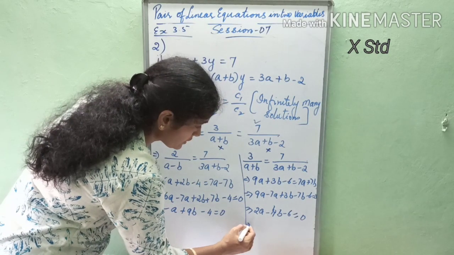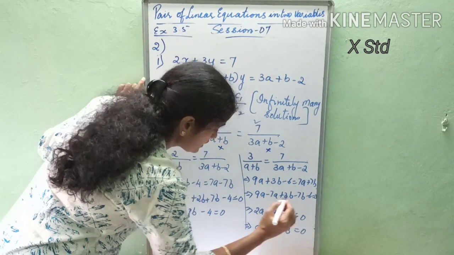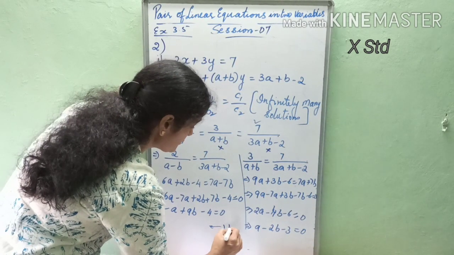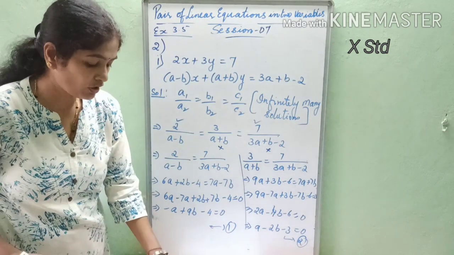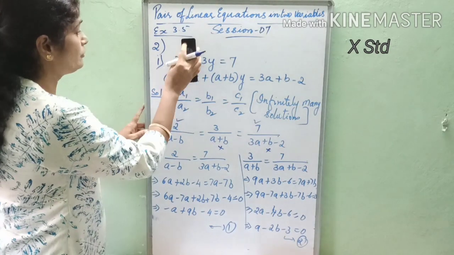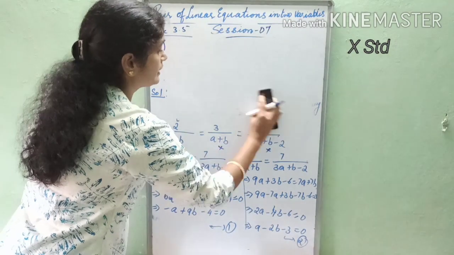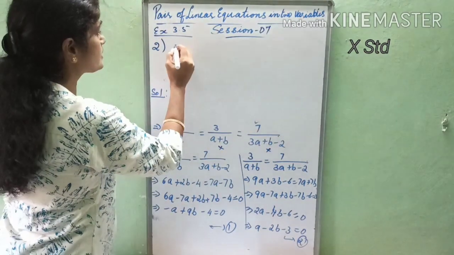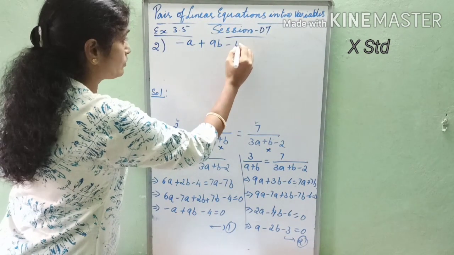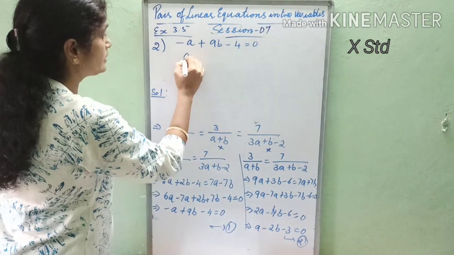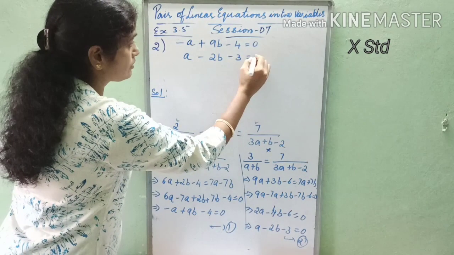Then if you want, we can take out 2 common. So, a minus 2b minus 3 is equal to 0. So, this is your first equation here and this is your second equation. Now, you will try to solve those two equations. Not x and y, they have asked you a and b, so we will find a and b. So, which are the two equations? It is minus a plus 9b minus 4 equal to 0. Another one, a minus 2b minus 3 is equal to 0.